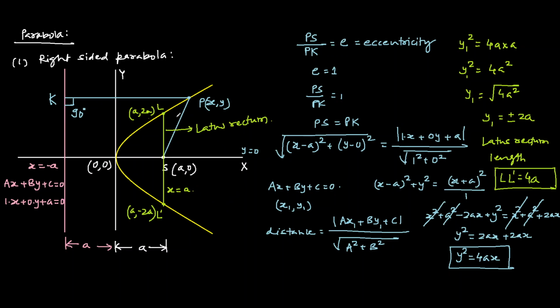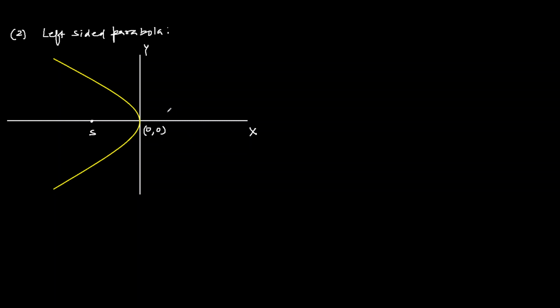Now let's see the left-sided parabola. This is a left-sided parabola. The vertex is at the origin, that is 0, 0, and the distance of the focus and vertex is a. So the coordinate of the focus is minus a comma 0, and the directrix is at a distance a from the vertex.